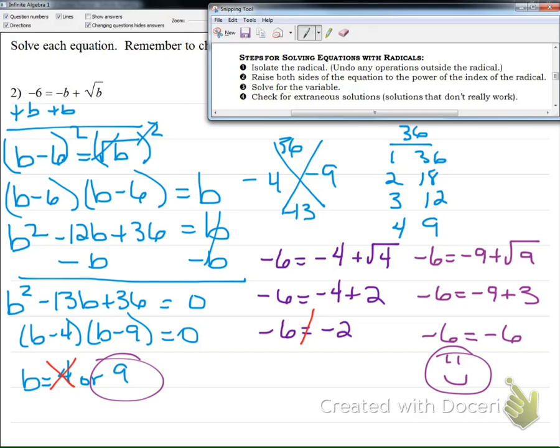I'm going to show you 2 more of this type, just step by step with you, and then we're going to switch to a different type of problem, and then I'll give you 8 problems of both types that you can work on your own.